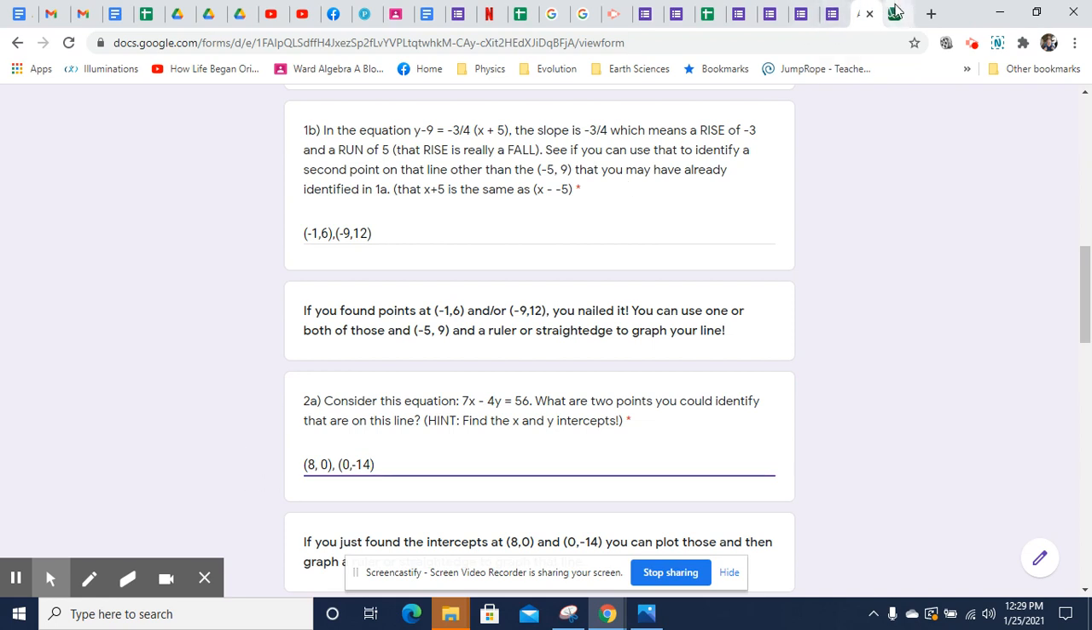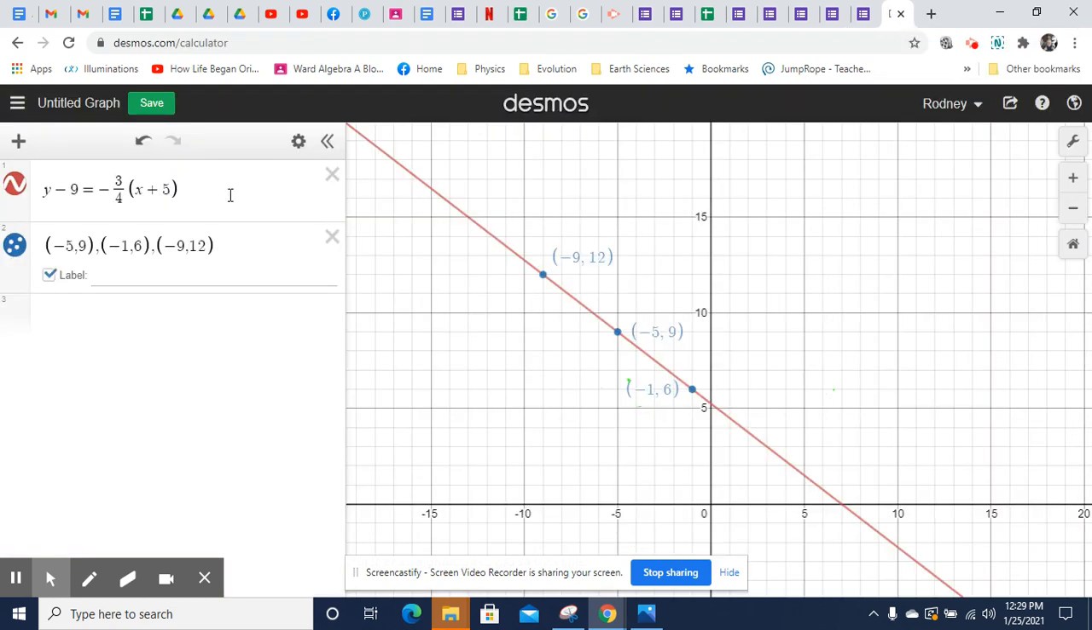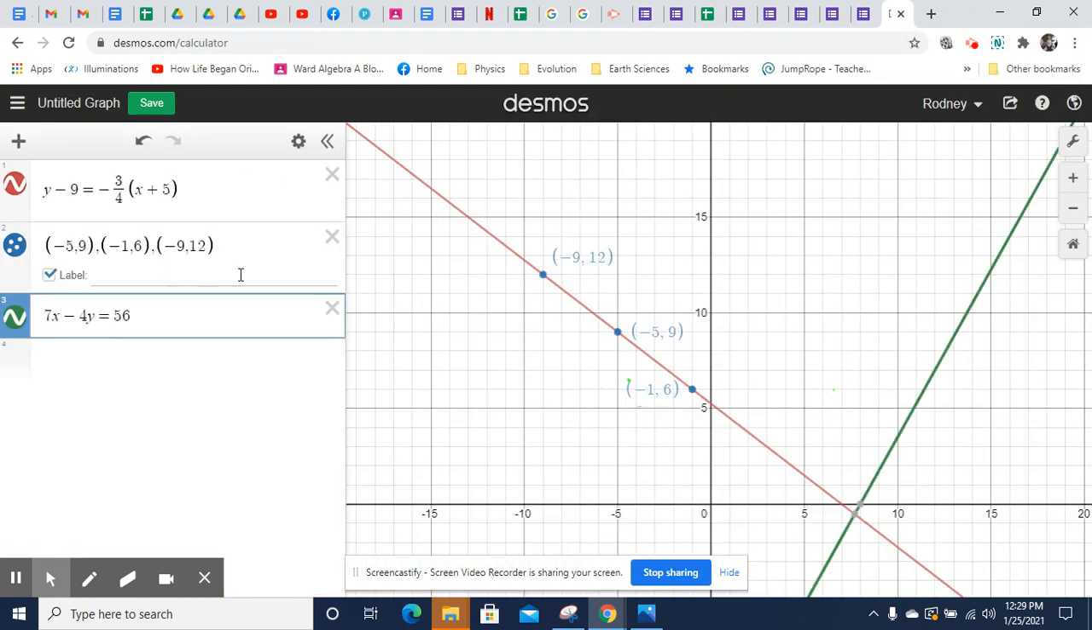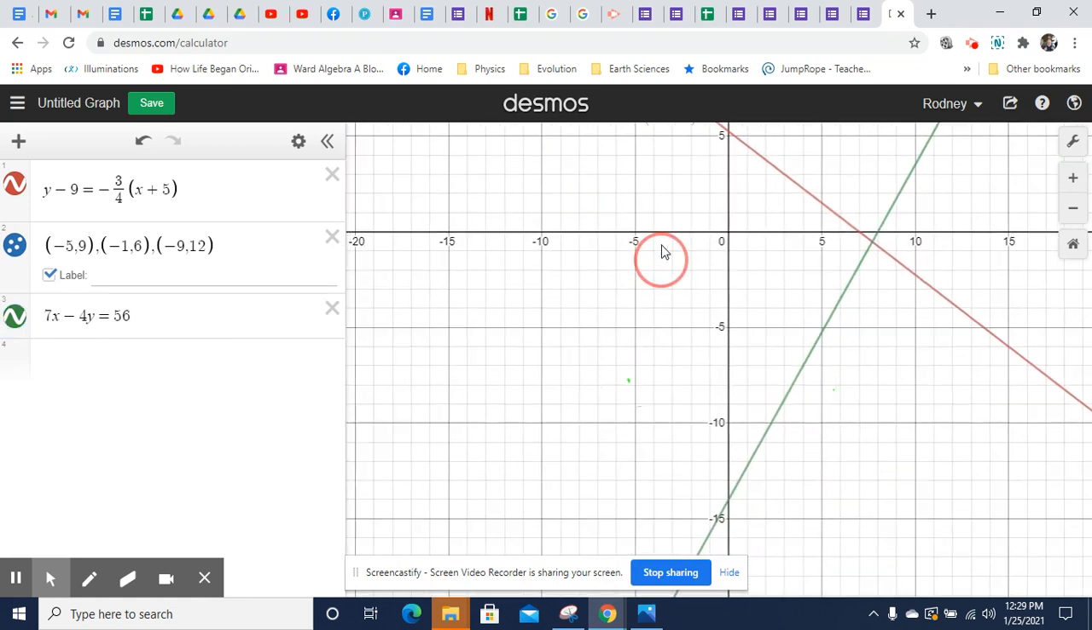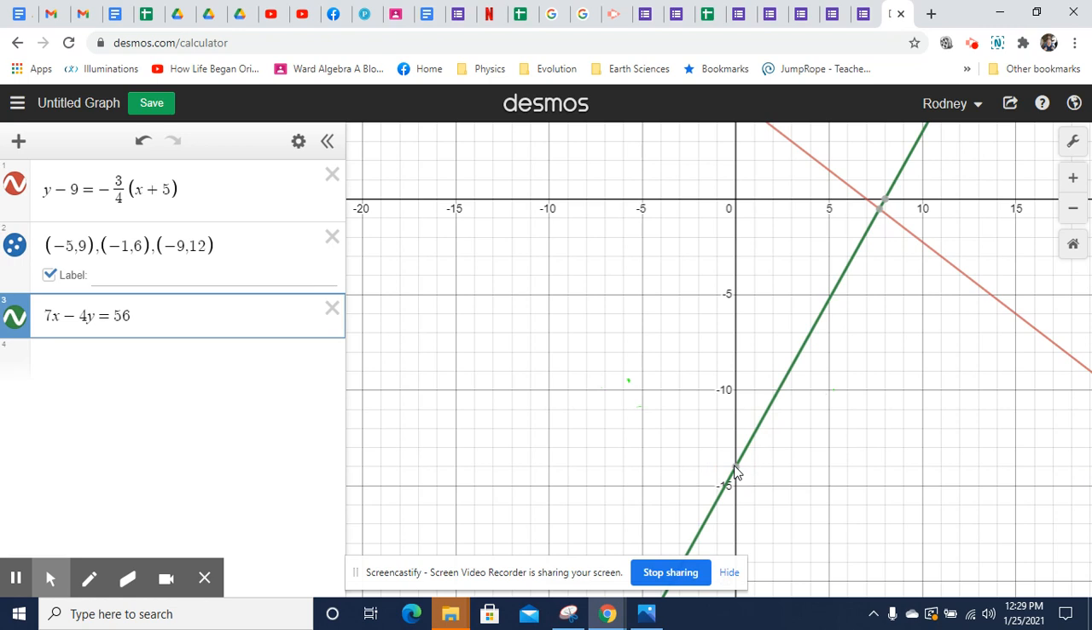And we can go over here to Desmos and confirm that. Okay, and plop that in here. Okay, I'm going to graph that. So here it goes through 8, 0, and down here it goes through 0, negative 14. So plot those two intercepts. Now, you might notice it goes up to the right, so that means it's going to have a positive slope. The other one went down to the right, that had a negative slope.